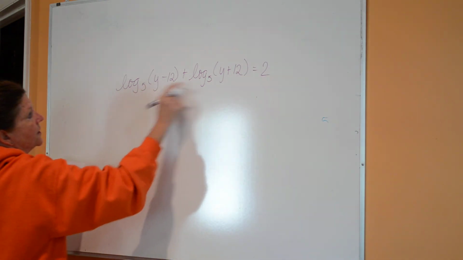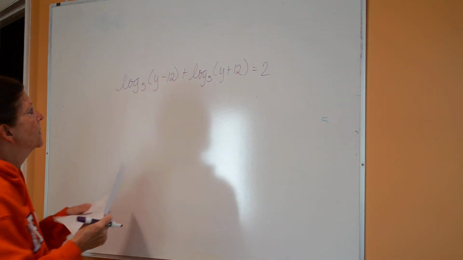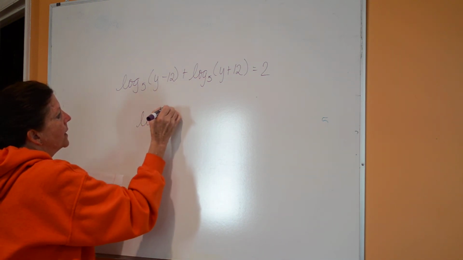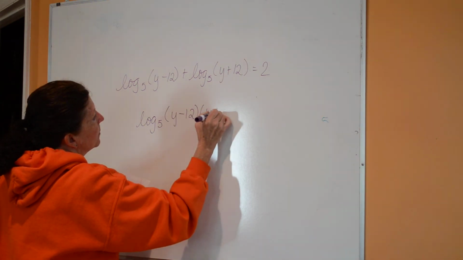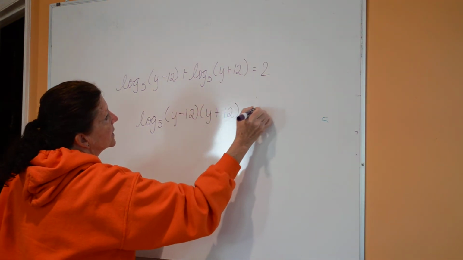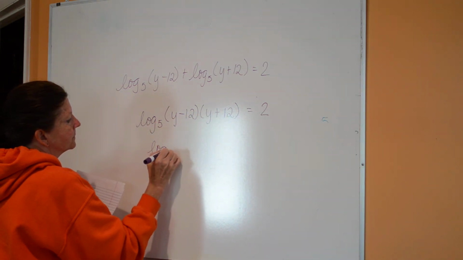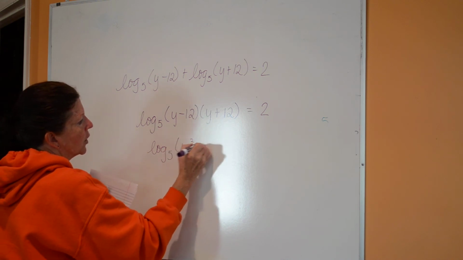All right, this is addition over here on this side, so what I know is that's the same as multiplication. So I'm going to rewrite this with one logarithm, and I'm going to take my y minus 12 and my y plus 12, and that's going to equal 2. Well, I've got to multiply that out. These are conjugates of each other, so it's just FOIL.